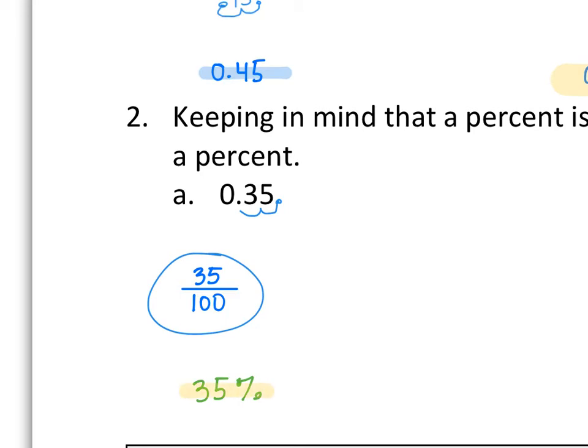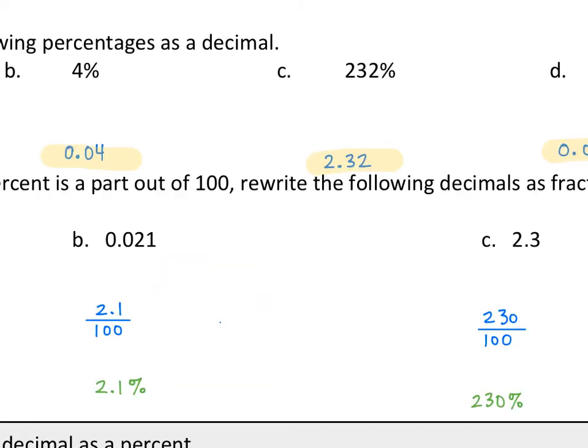I want you to try B and C on your own and then come back and check. You should have gotten 2.1% for B, because if we move the decimal 2 places to the right, I'm at 2.1 over 100, so that's 2.1%. Moving the decimal 2 places to the right in C, 1, 2, that means I need to add a 0. So we have 230 over 100, or 230%.